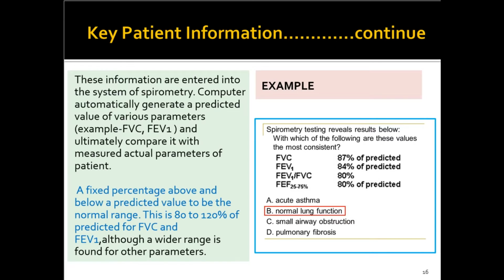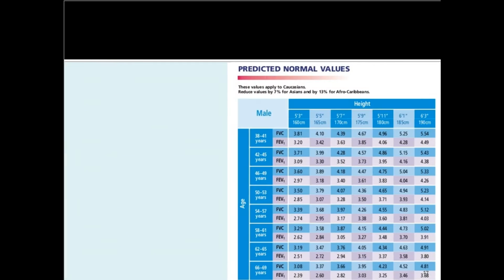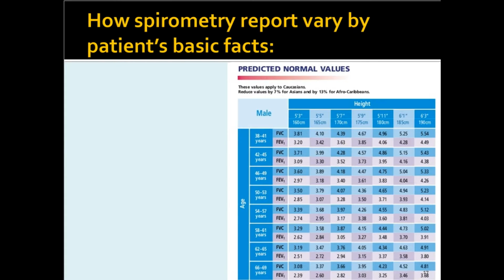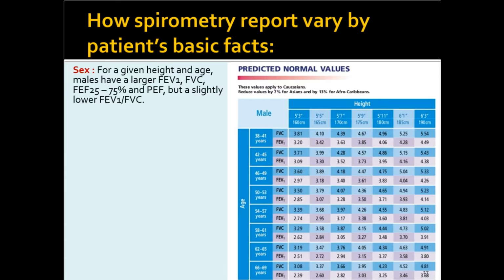This is 80 to 120% of predicted for FVC and FEV1, although a wider range is found for other parameters. How spirometry reports vary by patient's basic facts. Sex: for a given height and age, males have a larger FEV1, FVC, FEF 25 to 75% and PEF, but a slightly lower FEV1/FVC.